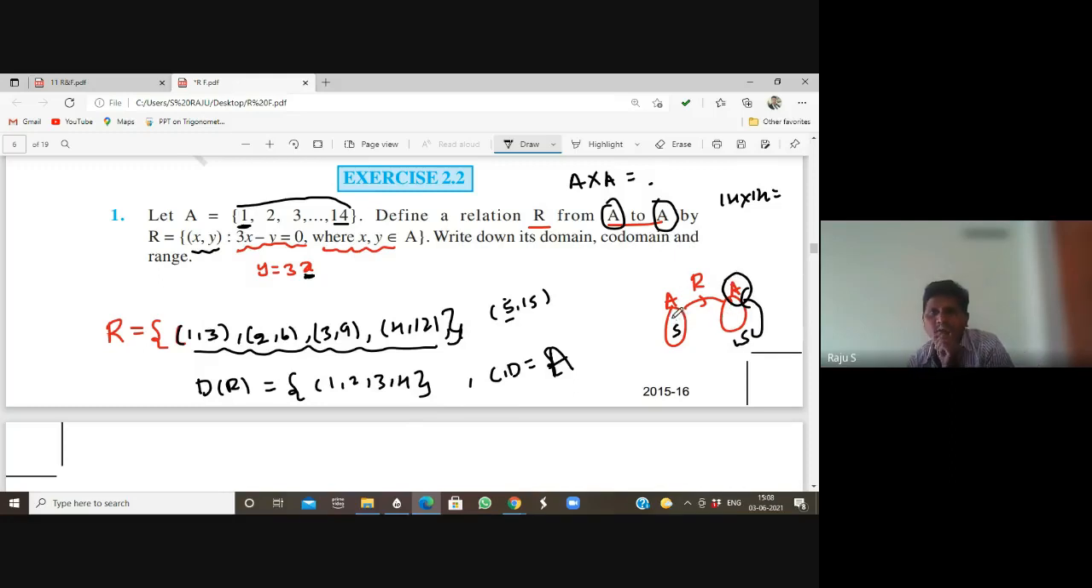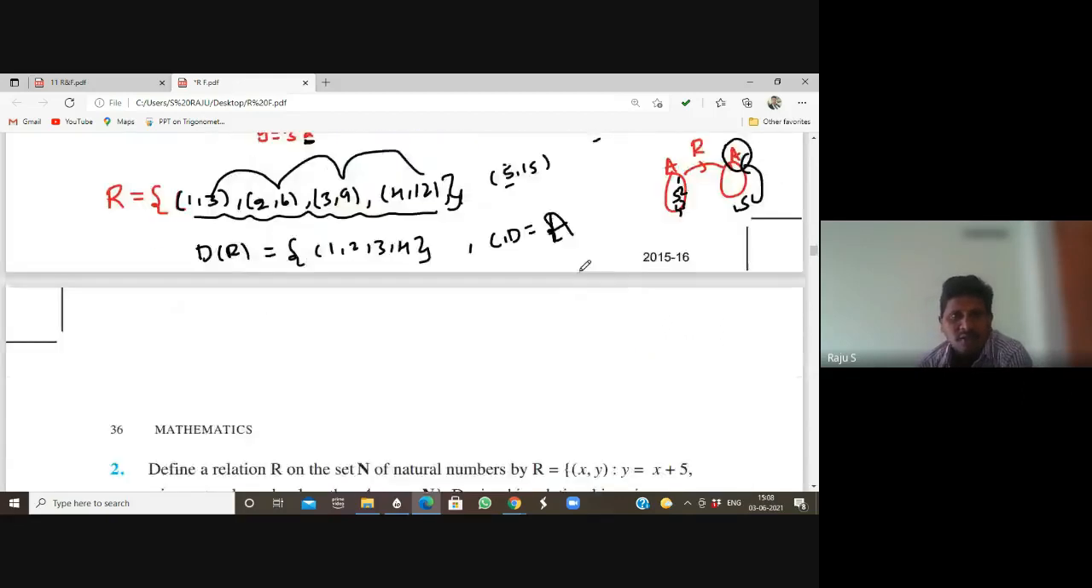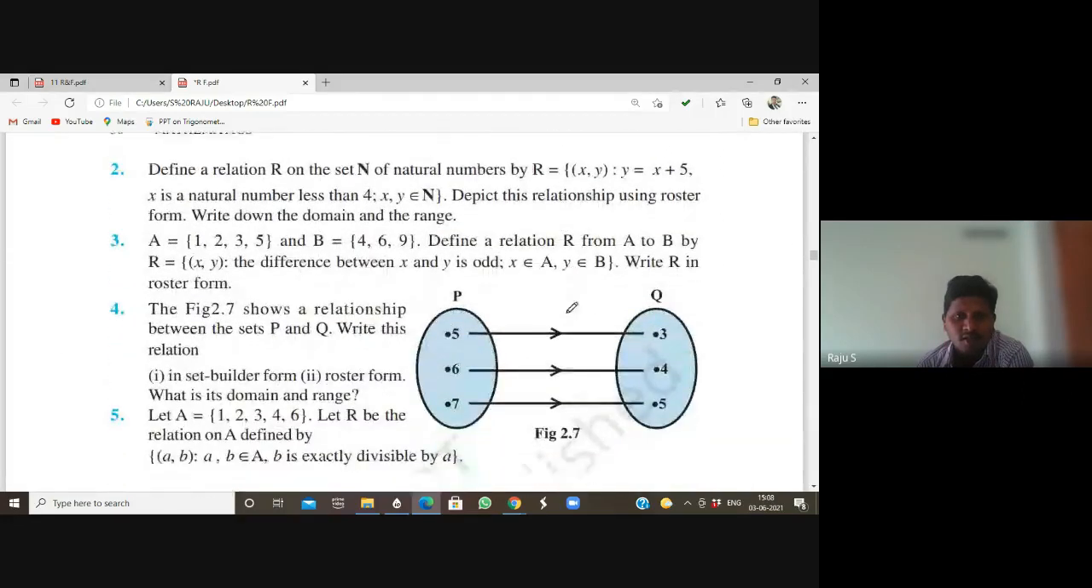But you may get doubts, sir. You said previously that we can consider the domain as the set of all elements, but it's not like that. It depends on which elements it is taking, right? What about the range? The range is clearly 3, 6, 9, 12. That is the range. These are the outputs. That's it. Like that, you can try the remaining ones, all are very easy.